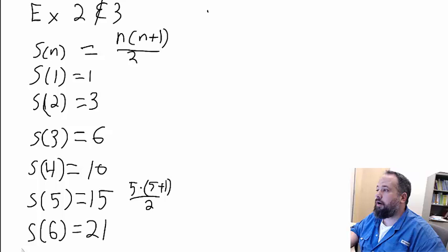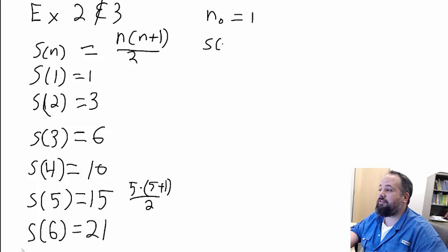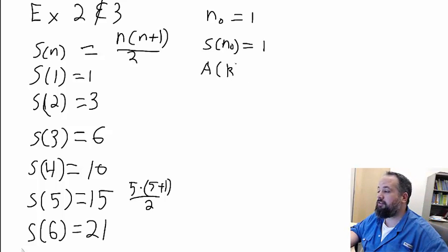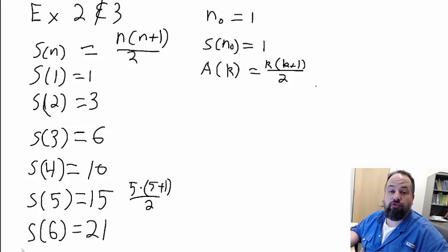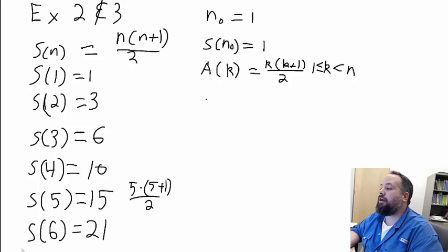So in this case, our n sub 0 is 1, right? So our base case is s of n sub 0, and the answer to that is also 1, which makes sense. Our inductive hypothesis, or assertion for k, is that k times k plus 1 divided by 2 is true as long as k is greater than or equal to 1 and less than n. And then our inductive step is to prove that based upon that, our assertion is true for n.